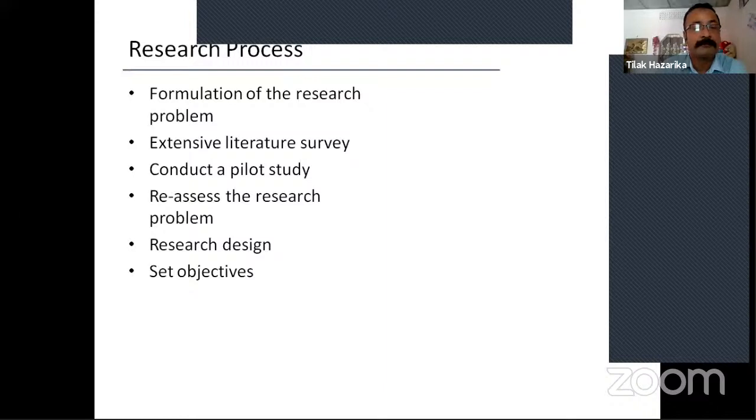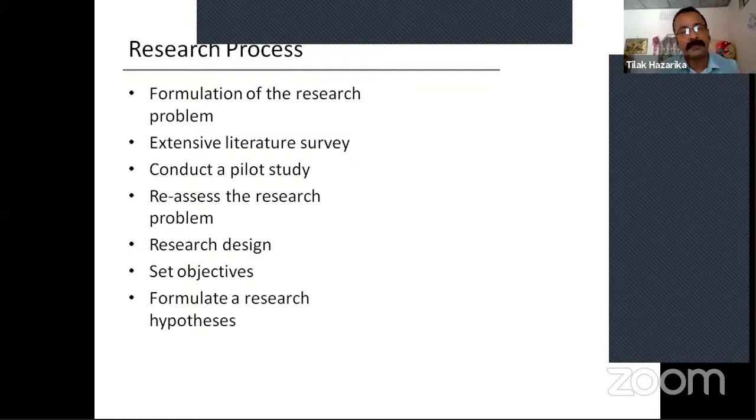So this should be very, very clearly stated. There should not be any kind of ambiguity, and so on and so forth. And most important is that research hypothesis. And once again, I must say that in the empirical type of research, in the conceptual type of research, there may not be any necessity to formulate a research hypothesis, because research hypothesis invites quantitative, measurable data.